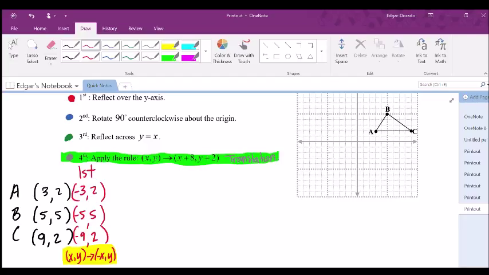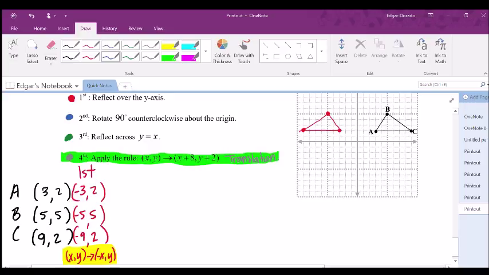Okay, so let's go to negative 3 comma 2, negative 5 comma 5, and negative 9 comma 2. And as you guys can see, that already looks like a nice reflection over the y-axis. All right, next thing we're going to do is rotate 90 degrees counterclockwise.